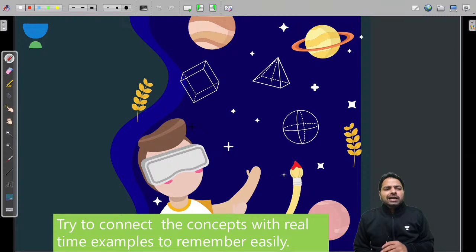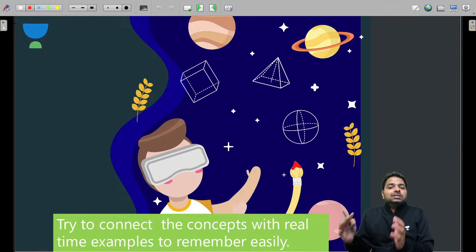And guys, try to connect the concept with real-time examples to remember them easily. Whenever you face any difficulty, the best thing is to connect it into your world so that you will not forget it. This is the most important fact for you guys. You must realize that if you are facing something difficult, then try to connect those difficult points with real-time examples, real-time experiences, so that you can easily remember them from the exam point of view. So this is the most beautiful strategy for those people who are not able to remember certain things.